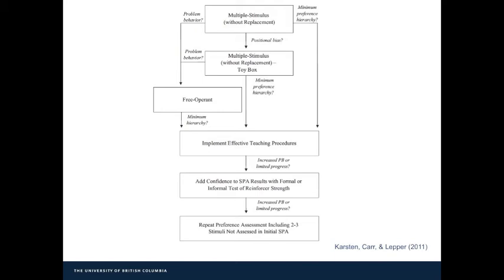And then they have information like, for example, if you're seeing problem behavior when preferred items are removed, move on down to a free operant assessment. If you're seeing a positional bias, think about doing a multiple stimulus without replacement in a toy box where all the items are placed in a box and the child selects from there, and so on. So there's a number of different directions that can be taken, and it nicely summarizes the considerations when determining which preference assessment to use.